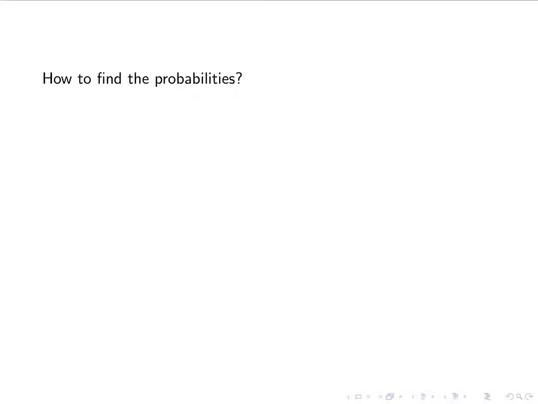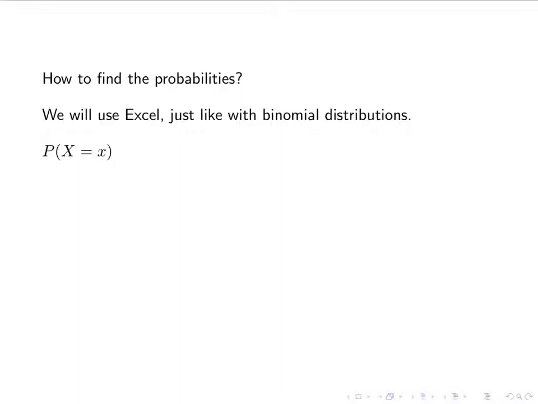So what we're really interested in is how to find probabilities, and these are going to be pretty similar to the binomial distribution that we talked about in the binomial section. The probability that x equals x will be Poisson.dist of x comma mu comma 0. So again, x is the number that we're interested in, mu was the average, and 0 is, just like with the binomial, the cumulativeness of this. We don't want it to be cumulative, so we have a 0, because it's just x equals x.